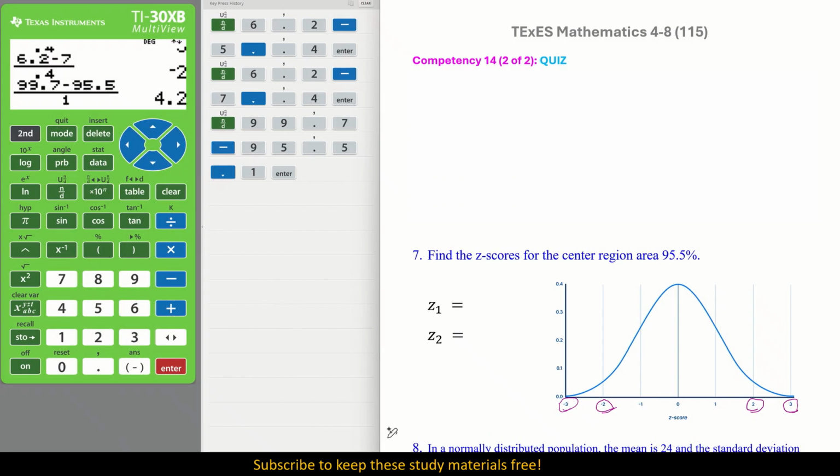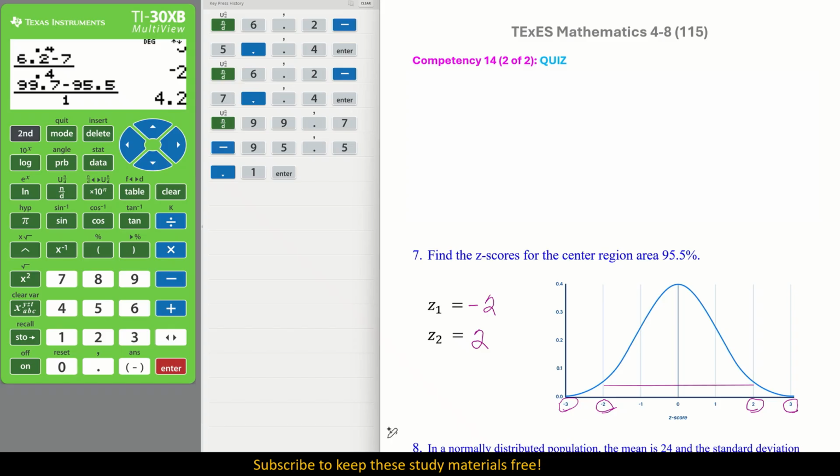Okay, all right, now let's look at number 7. Find the z-scores for the center region area of 95.5. Oh goodness, we already answered that question. Okay, so from here to here, that's the 95. So that would be from -2 to 2.